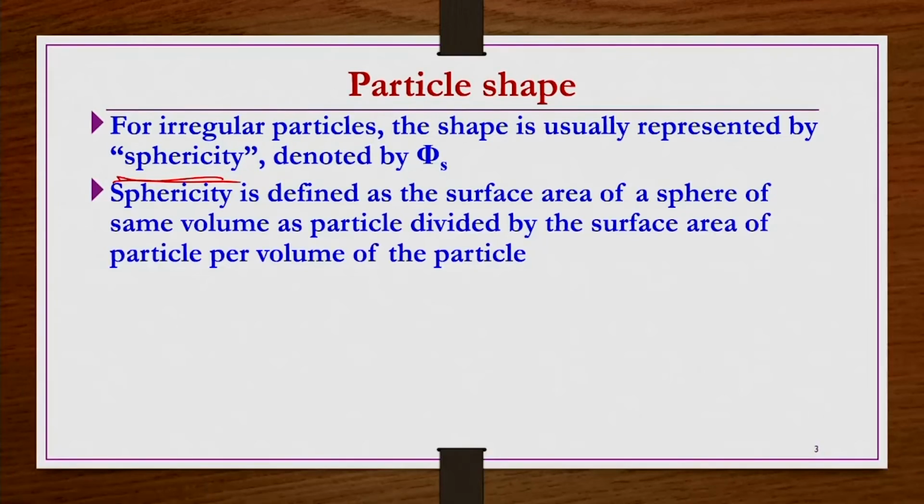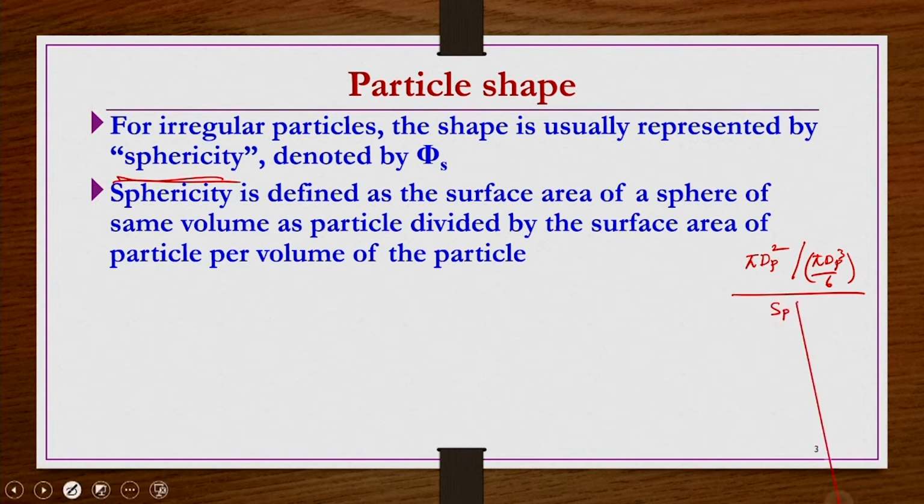So, the surface area of a spherical particle of size dp is pi dp square, and its volume is pi dp cube by 6, divided by the surface area of the irregular particle, let us say Sp, and the volume of the irregular particle, let us say Vp. You take this ratio and you get the sphericity. That is, sphericity is defined as the surface area of a sphere of the same volume as the particle divided by the surface area of the particle per volume of the particle. That is when you put it in the form of an equation.